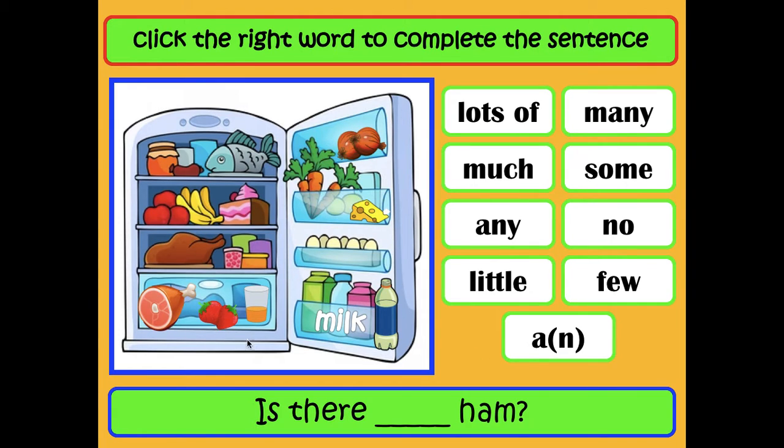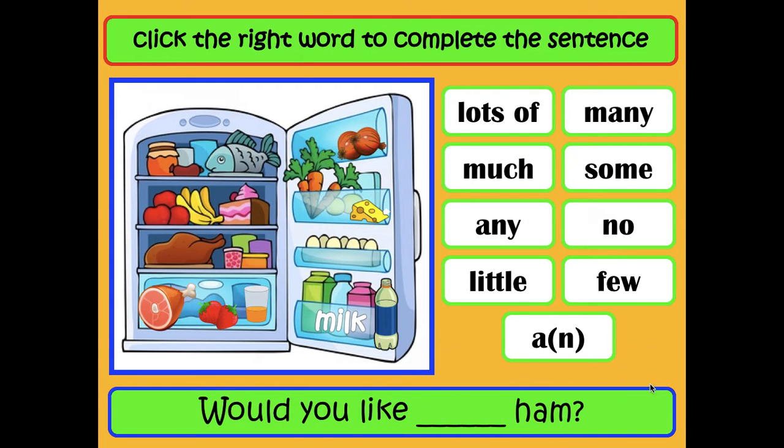The next one, we have ham here. There is a ham. And we have any or some. In this case, it is any because we are asking for the ham. Is there any ham in the fridge? Perfect. The next one, would you like some ham? And we need to use a lot of, many, much, some. In this case, would you like some ham? We are asking if you like.